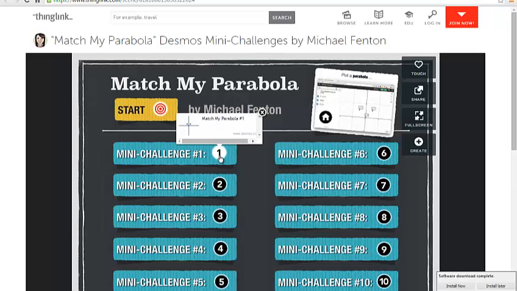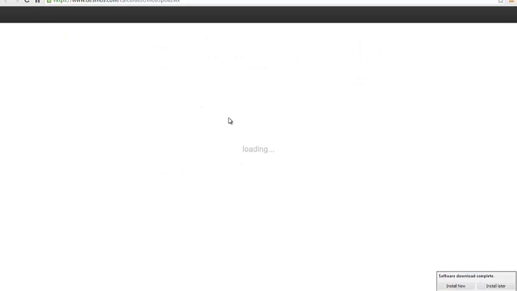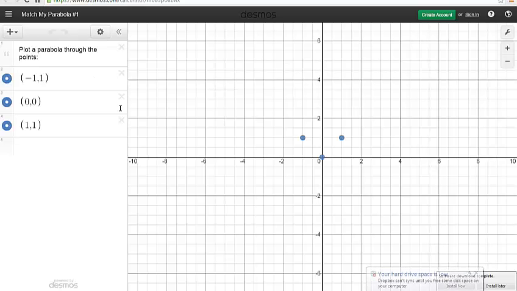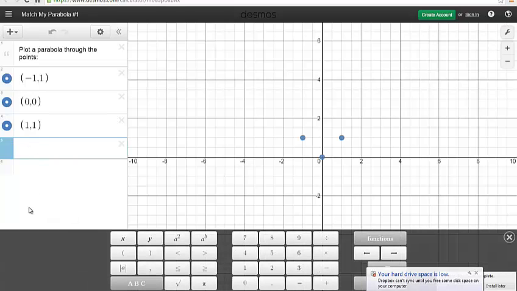Looking at this Thinglink, there are many challenges that the students can do. In this first challenge, students have to write an equation, based on the content that they learned using Desmos, to match this graph.